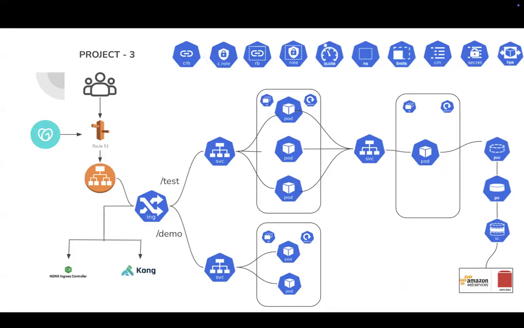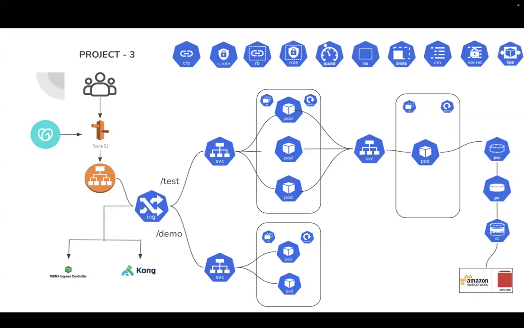Actually, we are going to integrate the Nginx ingress controller and the Kong ingress controller. Any one of those we are going to integrate with this project, and we are going to have Route 53, and we are going to purchase a domain in GoDaddy and integrate that GoDaddy domain with Route 53. And whenever you request www.youtube.com, for example, from the browser, what happens internally, you will understand after doing this project.